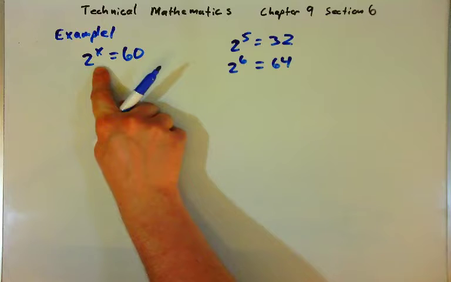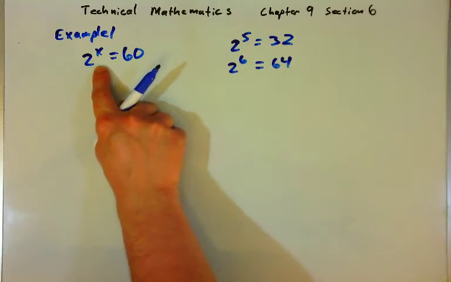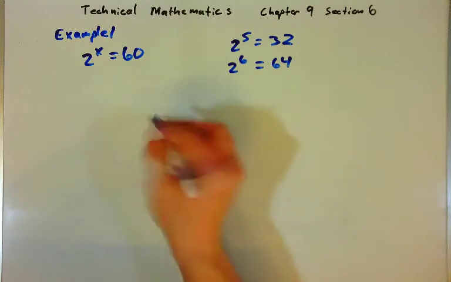I could go through a lot of trial and error. I could try 5.1, 5.2, 5.3, and then eventually I could try things like 5.81, 5.82, 5.83, and so on. That's going to take a lot of work, a lot of time. And so how can we find a better way to solve for x?